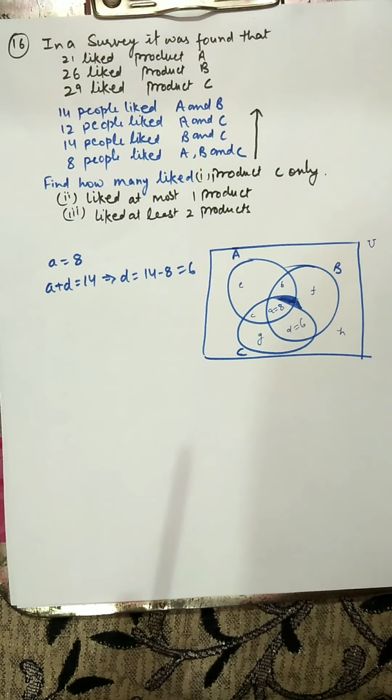Now read the third line. The third line is that 12 people like product A and C.